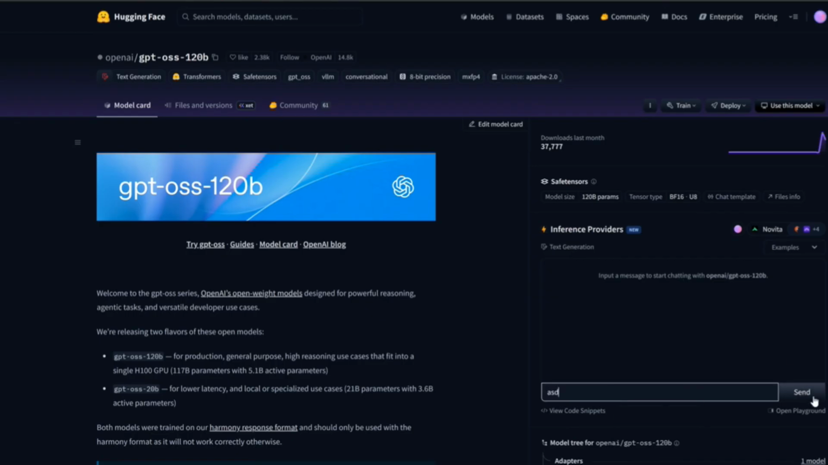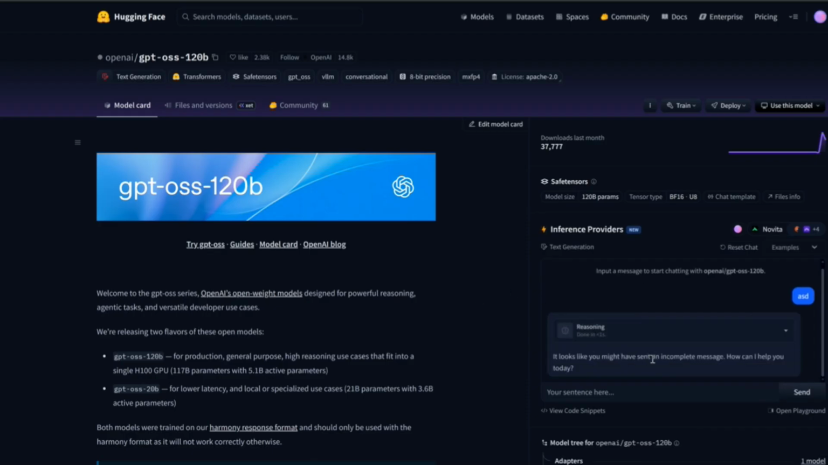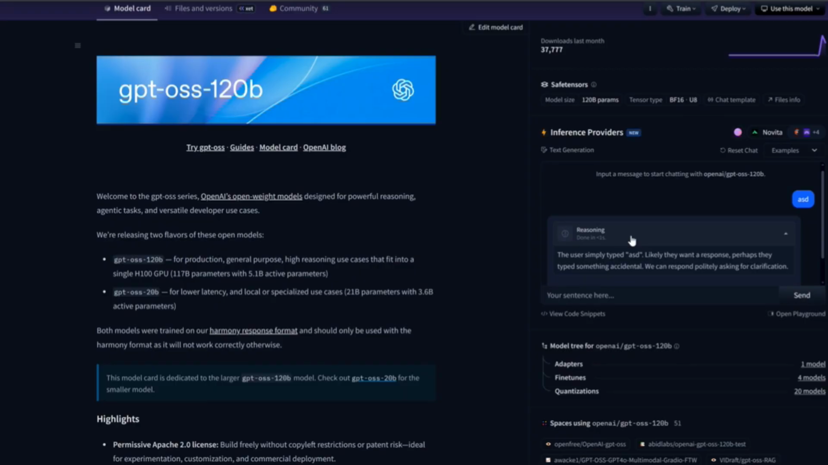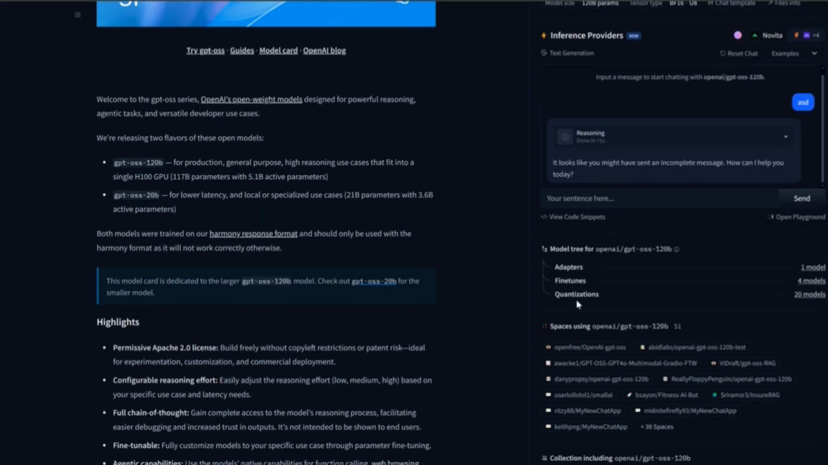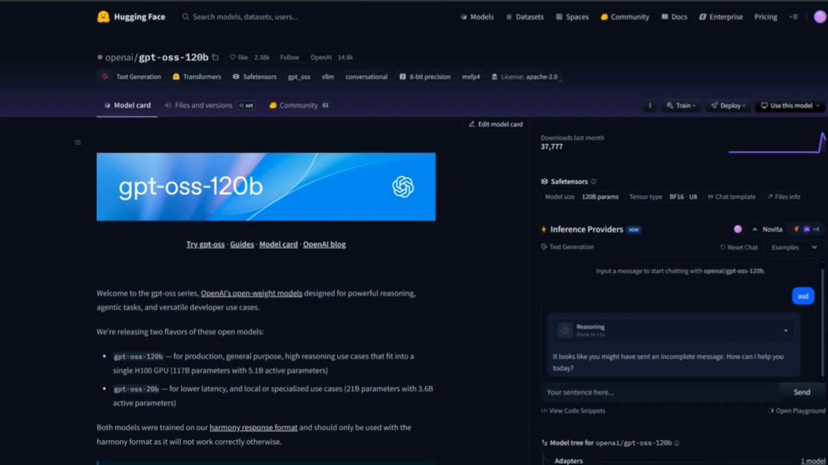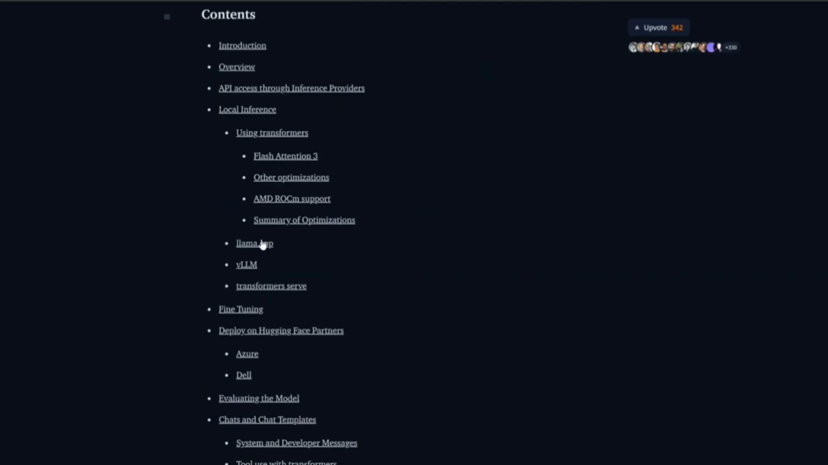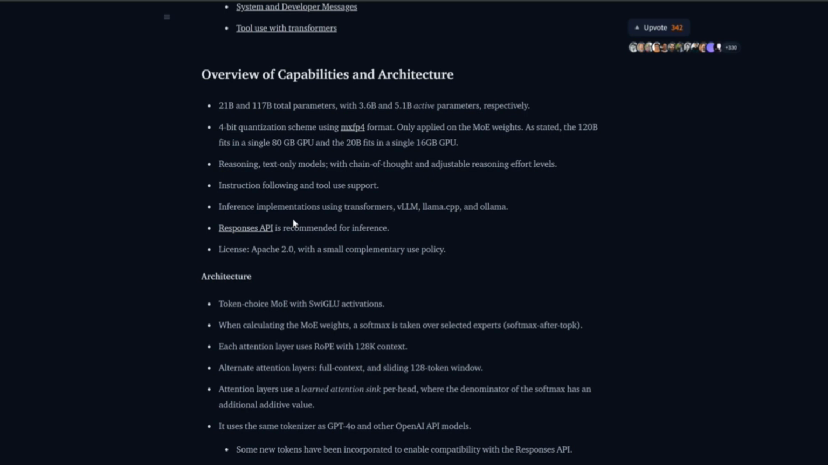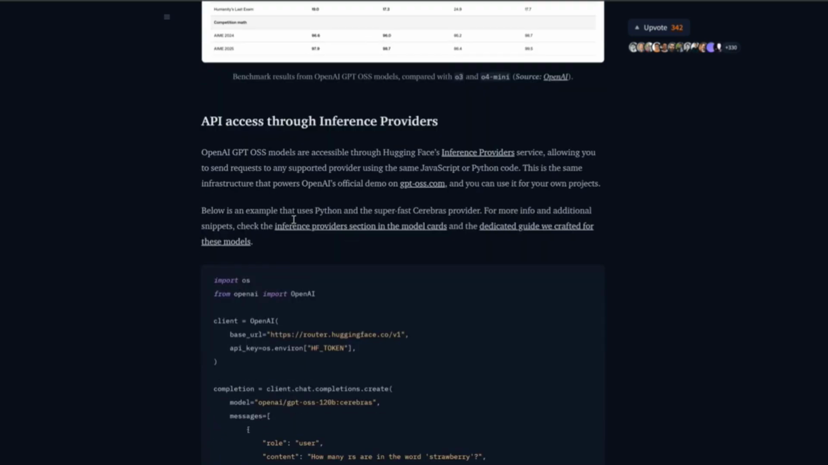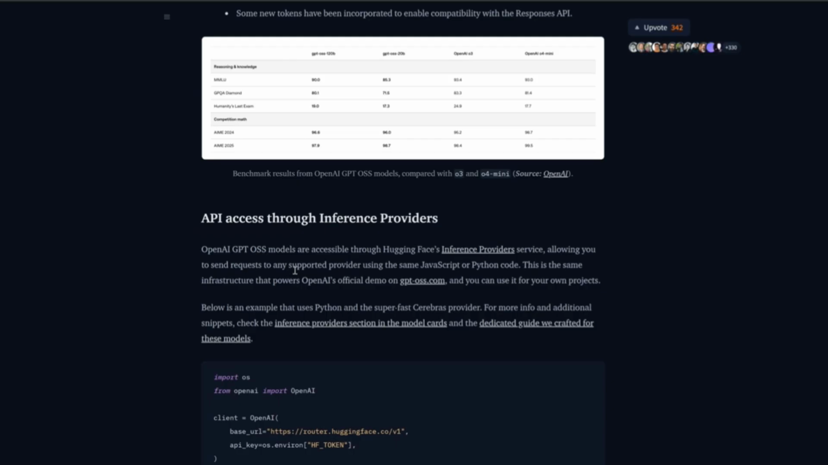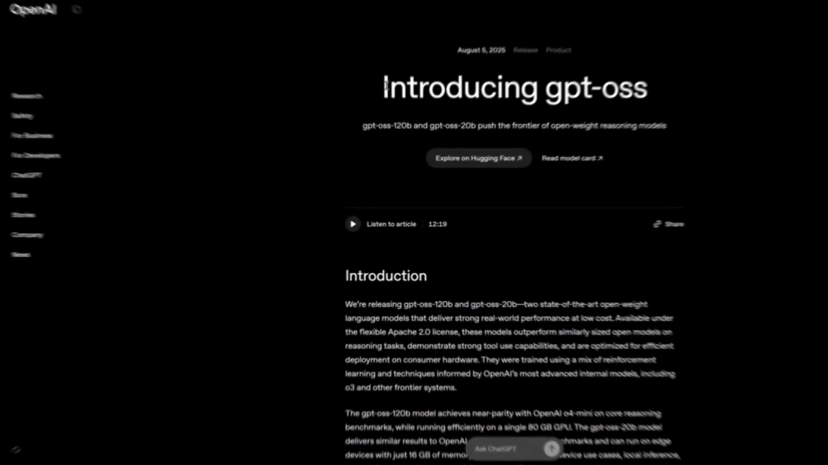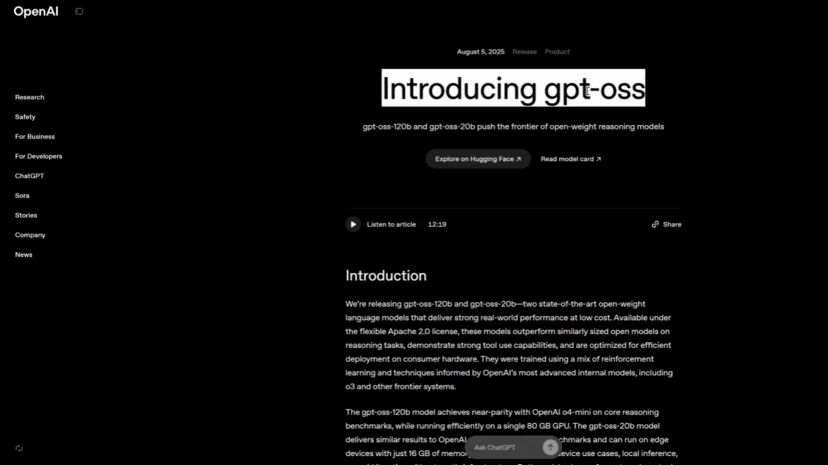OpenAI did something interesting here. They didn't put direct supervision on the chain of thought reasoning. This means you can see the model's actual thinking process, but they recommend filtering it before showing users because it might contain hallucinations or harmful content. They also tested malicious fine-tuning scenarios and found that even with extensive attempts to make the models dangerous, they couldn't reach high capability levels for harmful tasks. That's reassuring for open-source deployment.